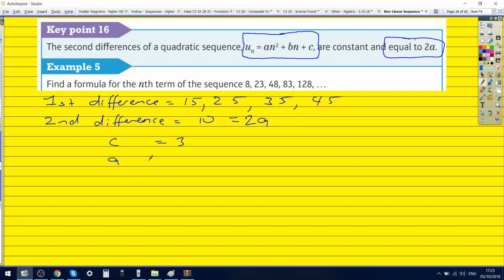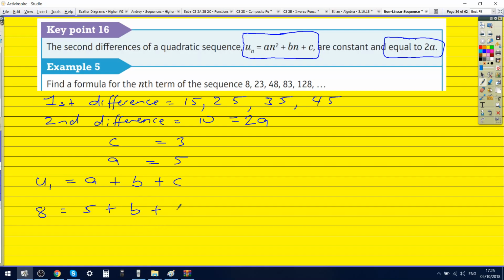And how do we get B? The easiest one to use is U1. The first term is always A plus B plus C: A times 1 squared plus B times 1 plus C. U1 is what? 8. Yeah. So B has to be 0. So in this case, B is 0. Yeah, 5 plus B plus 3.